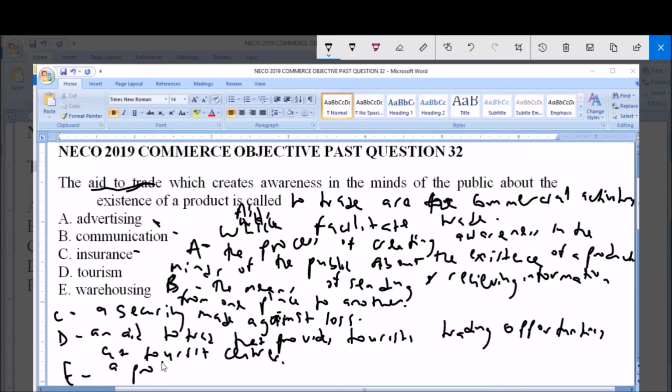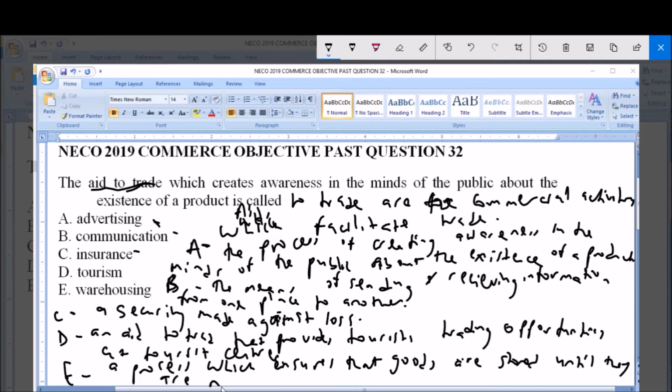And lastly, option E, which is warehousing, is a process which ensures that goods produced are stored until they are needed.